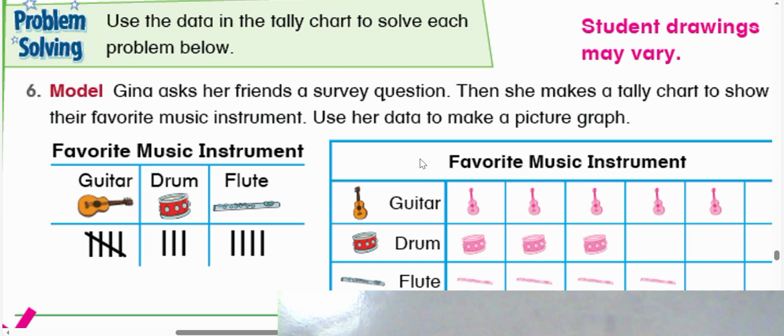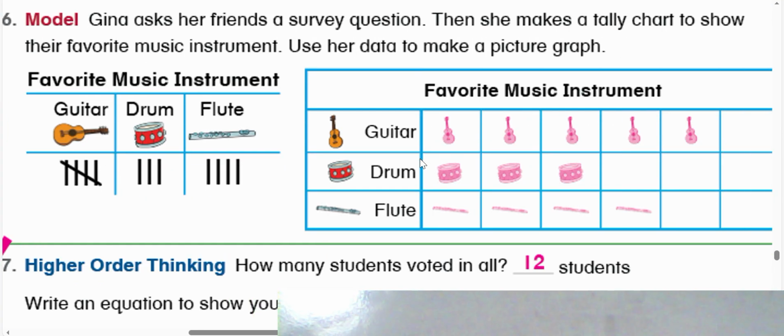You can find the answer about students. Gina asks her friends survey questions and she makes a tally chart to show their favorite music instrument. Use her data to make a picture graph. We can write the number of students who like guitar was 5, the number of students who like drum 3, and flute will be 4.